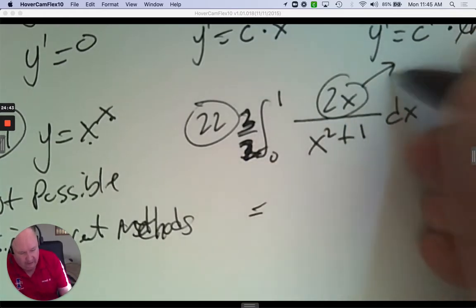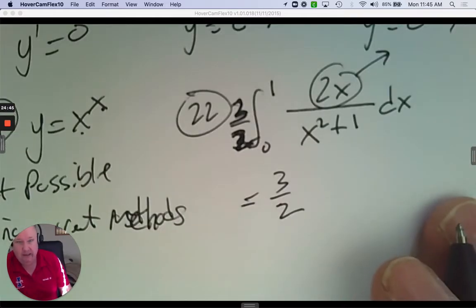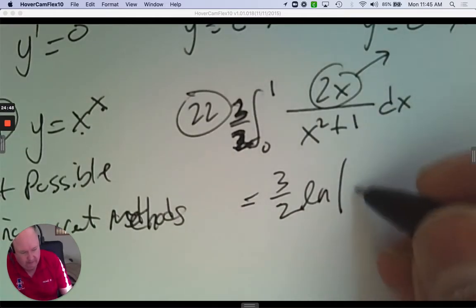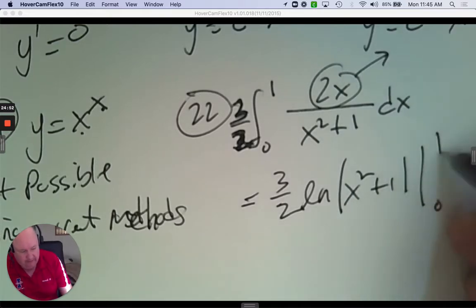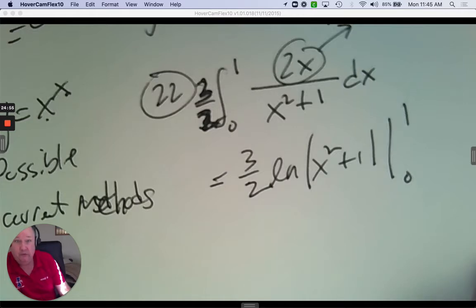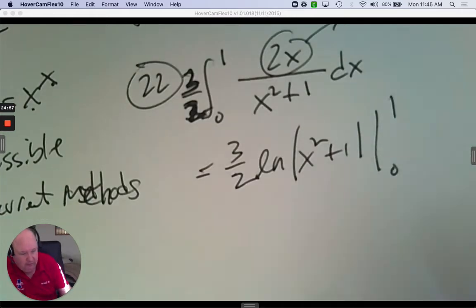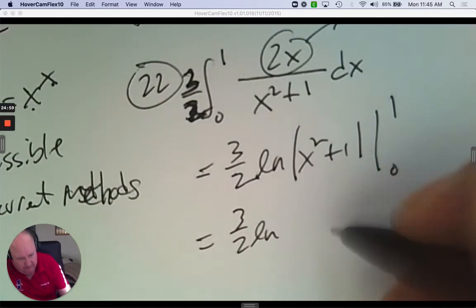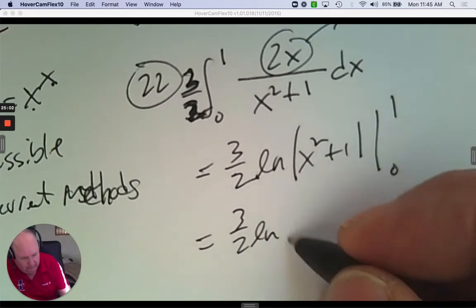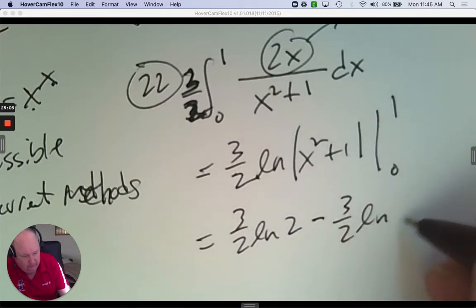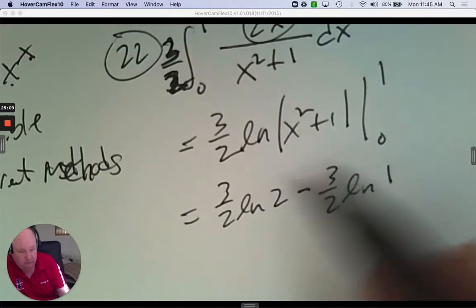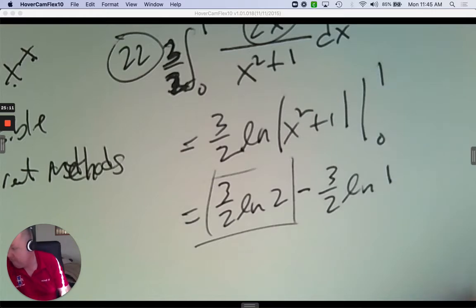So then I can unhook this. And I have 3 halves. That's ln, make sure you remember the bars, x squared plus 1. It's a definite integral, so I'm going to do a substitution. There's no plus c at the end. And then you plug in the upper limit. So plug in 1 and you get ln 2. Subtract, plug in 0 and you get ln 1, which is 0. So really this is just the answer here. 23.